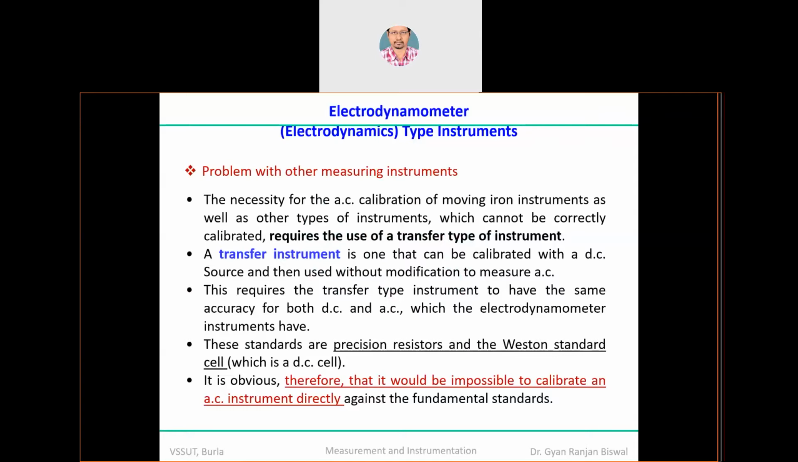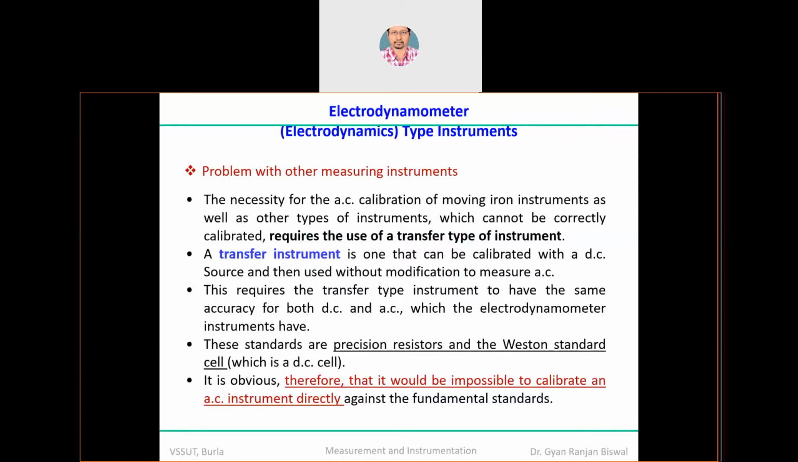But as far as AC measurement is concerned, we try to go for a replacement, that is the moving iron type of instrument. Under the moving iron type, we discussed both the repulsion and attraction methods. But whenever you go for AC measurement, the AC calibration of that kind of instrument, the moving iron kind, and even the PMMC instruments, cannot be correctly done.